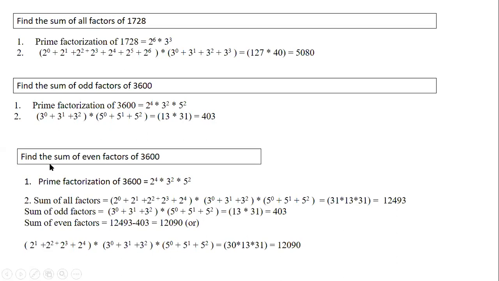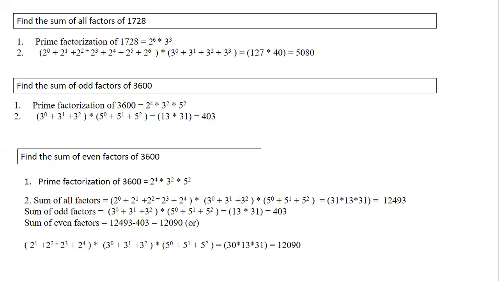Similarly, find the sum of even factors of 3600. Here there are two ways. The first, I will say, is the easiest way. The first way is to use the prime factorization of 3600, which you have already found, 2 power 4 into 3 square into 5 square. While we are expanding it, we will get 2 power 0, 2 power 1, 2 square, 2 cube, and 2 power 4.